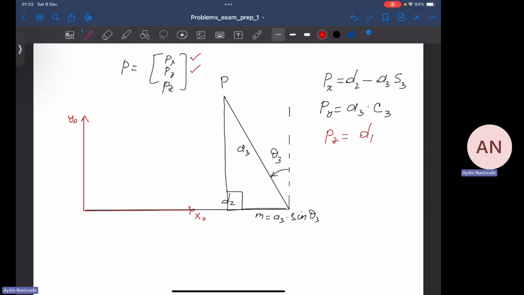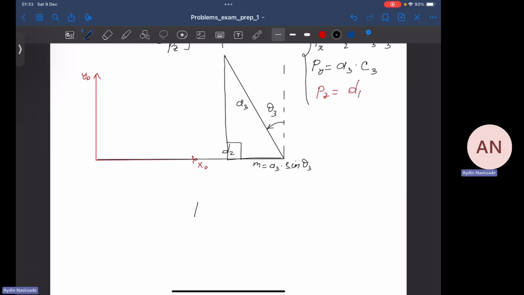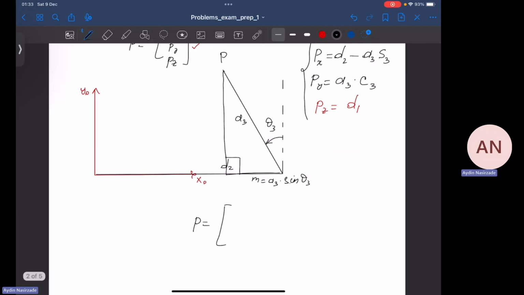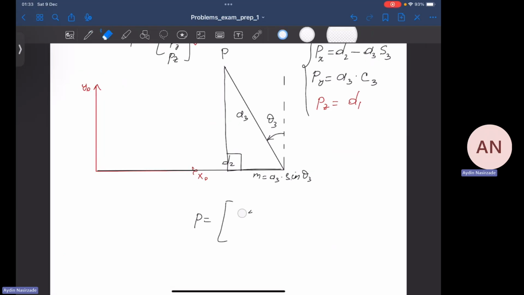Now this is my position vector. So the position vector is equal to what? d2 minus a3 sine theta 3, a3 cosine theta 3, and d1. That's it. Nothing else.